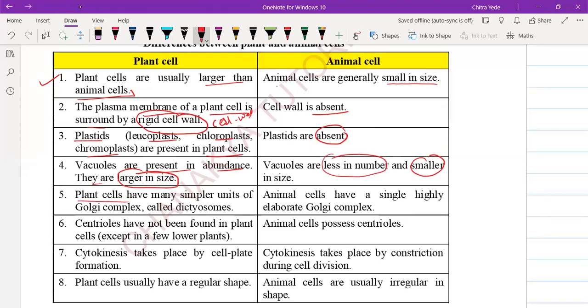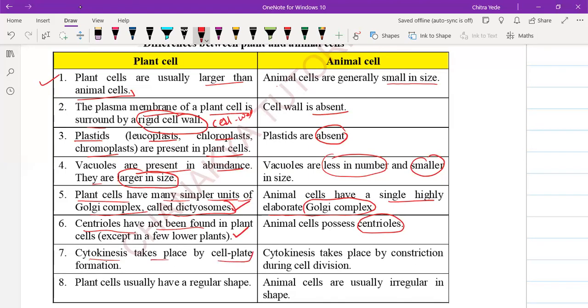Then plant cells have many simpler units like Golgi apparatus, which are called dictyosomes. But in animal cell, they are single and highly elaborated Golgi complexes. That's why they are larger in size in case of animal, and smaller in size in case of plant. That's why they are called dictyosomes. Centrioles are absent in plant cell, but in animal cell, centrioles are present.